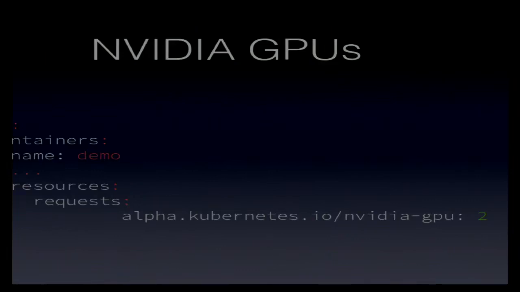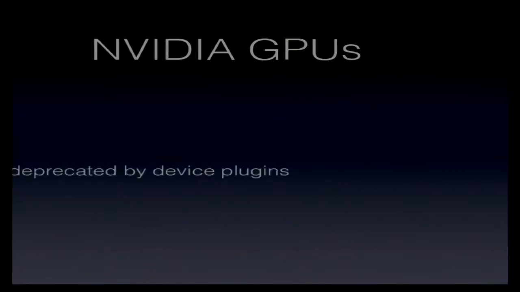The other problem is that you may want some kind of specific GPU, right? In case part of your cluster has these big, beefy GPUs that have a lot of memory. On the other hand, you might have some that are used just for rendering, and there's no way to express that. And for this reason, this pretty specific concept has been deprecated by something called device plugins.